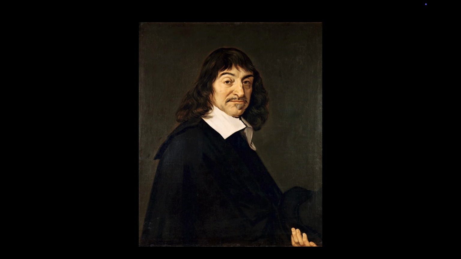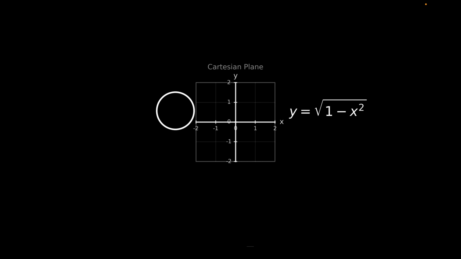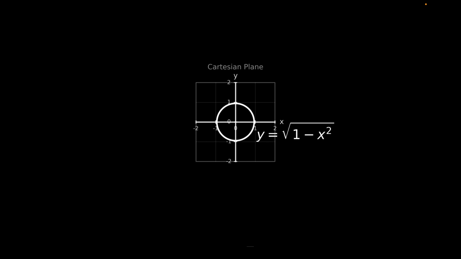Then, in the 1600s, something remarkable happens. René Descartes introduces the Cartesian plane. Geometry and algebra merge. Points become numbers. Curves become equations. Equations become curves. This single idea changes mathematics.